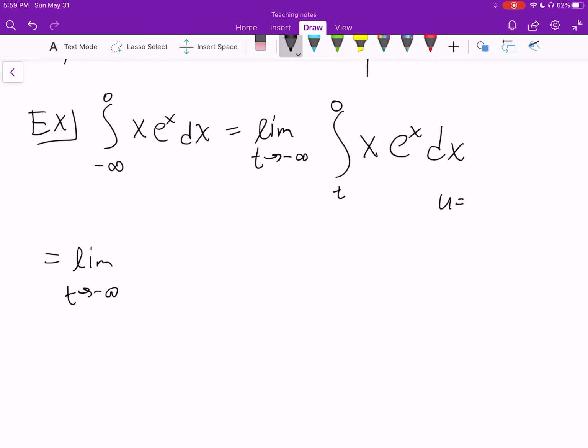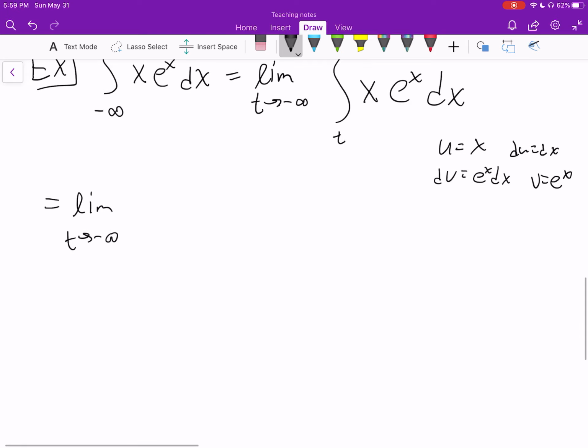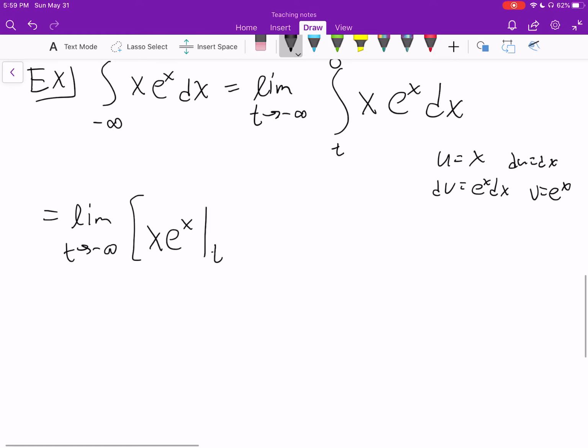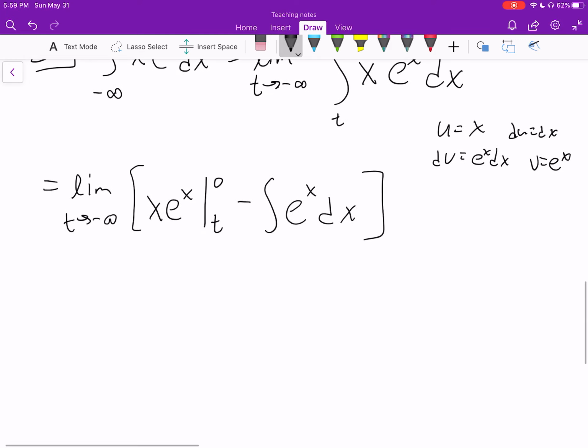Thursday. So u in this case will be x, dv is e to the x dx, du is dx, v is e to the x. So then this is the limit as t approaches minus infinity of uv, x e to the x, evaluated, so it's a definite integral, so I evaluate it from t to 0, minus the integral of v du, minus e to the x dx. This is still t to 0.